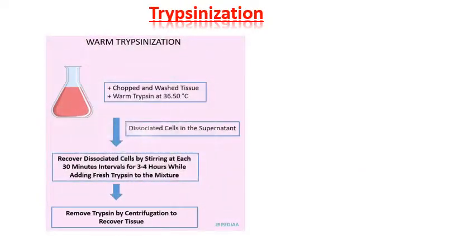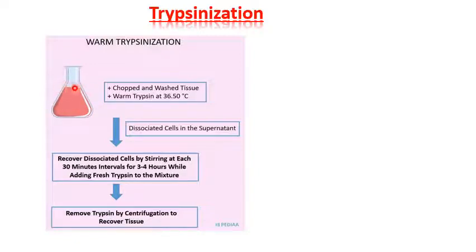Here you can see warm trypsinization. In warm trypsinization, you take a tissue and wash it with a dissection basal salt solution. After washing, you transfer the tissue into a flask, and to that warm trypsin, which is about 36 degrees centigrade, is added, and after addition of this warm trypsin you keep it undisturbed for 30 minutes.